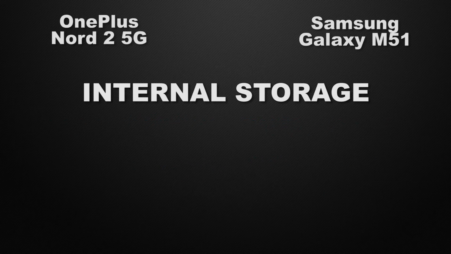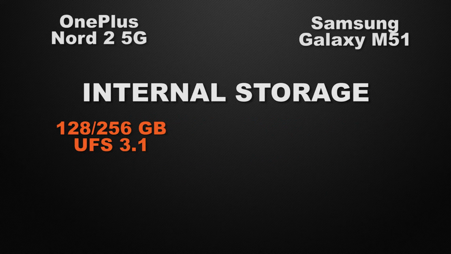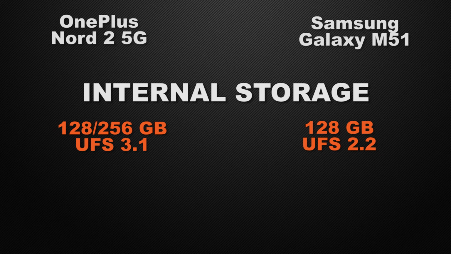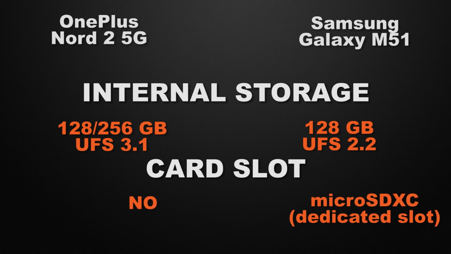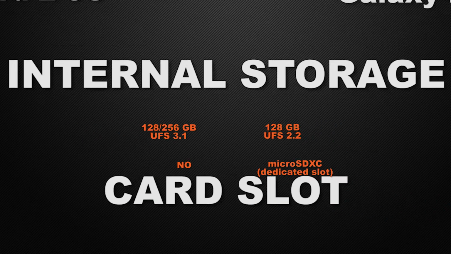Let's talk about the internal storage of the devices. Nord 2 comes with 128 and 256 GB of storage, whereas M51 has 128 GB of storage. So the winner here is Nord 2 because it has faster read and write speed. And about the external storage of the devices, Nord 2 does not have any card slot, but M51 has a dedicated card slot. So the winner here is M51.